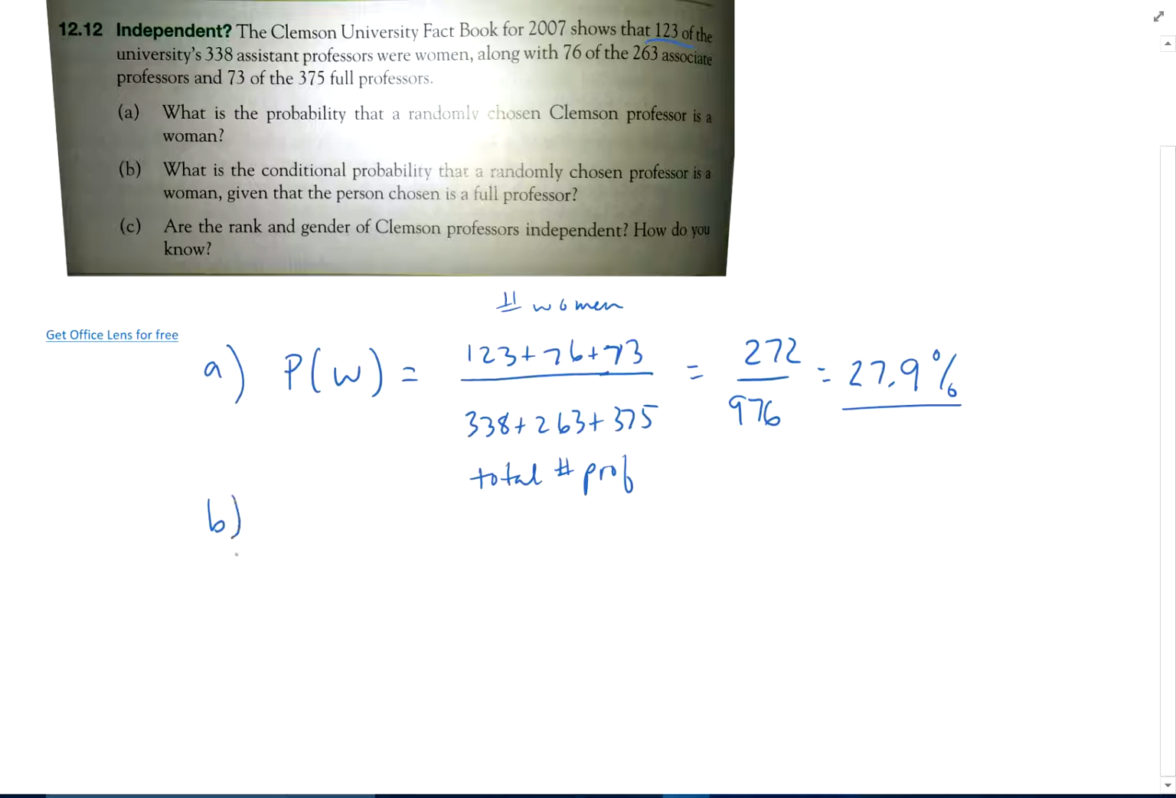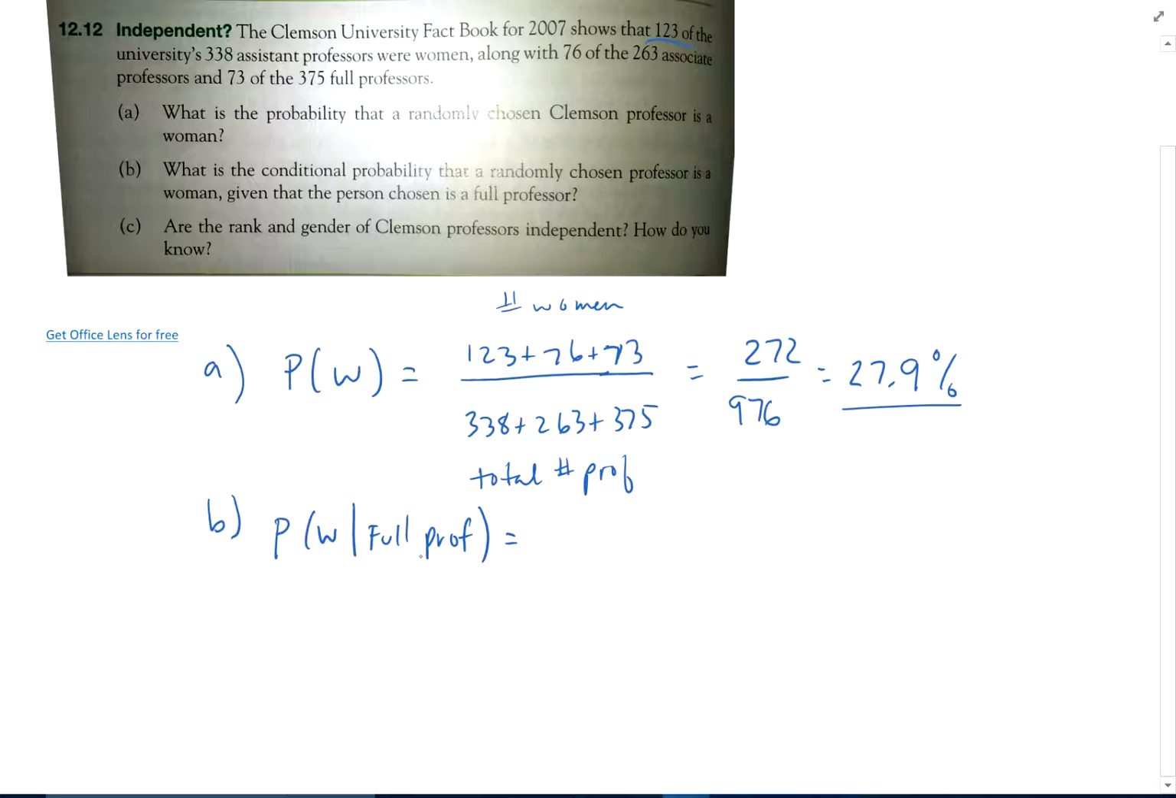B. What's the conditional probability that a randomly chosen professor is a woman given that it's a full professor? Probability of a woman given a full professor. So I'm going to write it like that. Now, I've got a formula I can use, or I can just think, given that it's a full professor, well, let's do it two ways. Let's just think this through, and then we'll use a formula and show you that they're really the same.